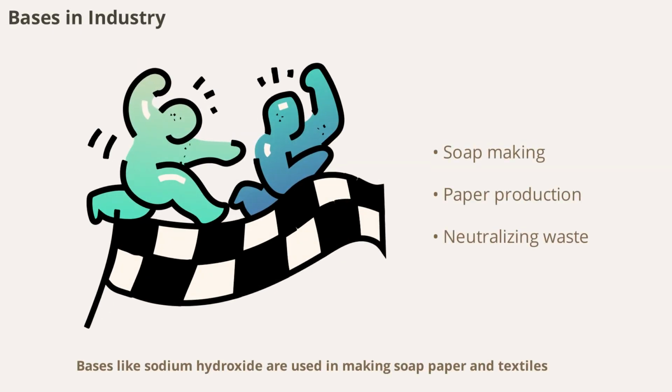Bases like sodium hydroxide are used in making soap, paper, and textiles. Their ability to react with fats and oils makes them essential in saponification, the process of making soap. Bases also help neutralize acidic waste in factories.